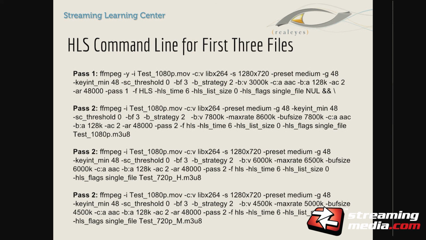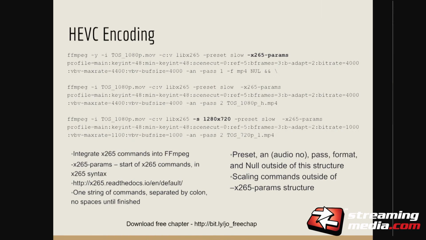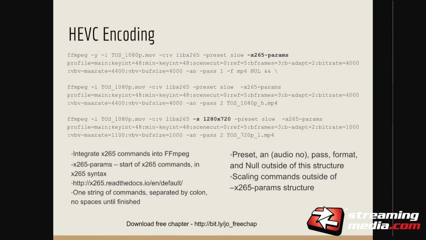I'm running way over my time. If you're encoding HEVC, anybody looking to include HEVC in their HLS encodes? This is the downloadable chapter for my book, and this will tell you how you need to use a completely different structure for a lot of the x265 commands, preceded by the x265 params that you see in bold. If you're going to be doing HEVC, I recommend downloading the chapter. It is free, and it's going to cover this in a lot more detail.